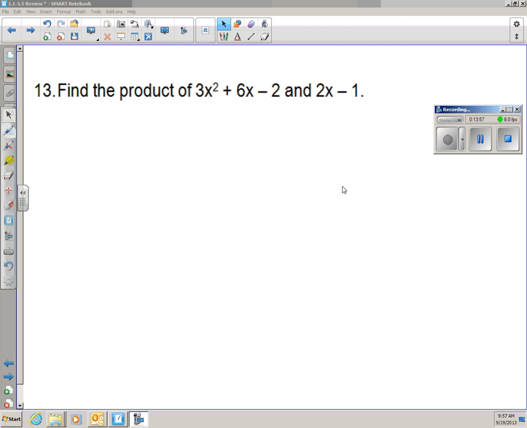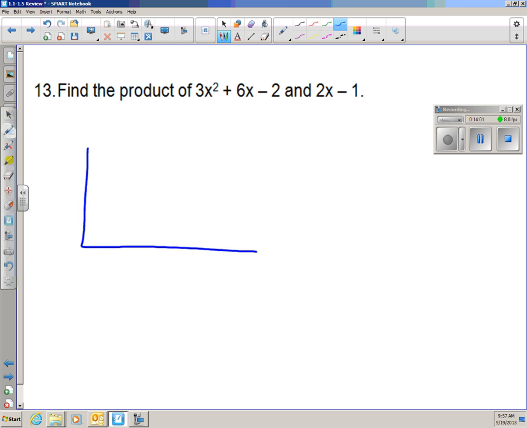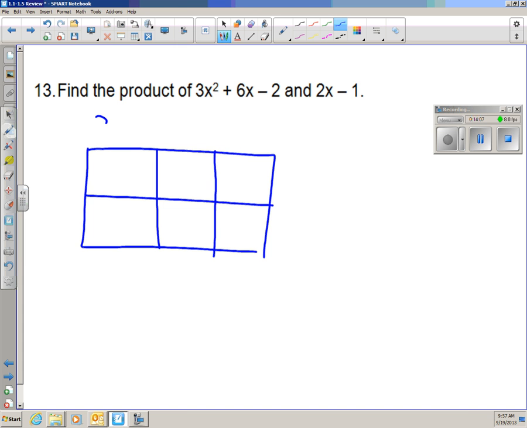So now what we need to do is find the product of this 3 by 2. Again, I'm going to go into your area model, lattice, whatever you're calling it. And I'm going to have 3 things on the top and 2 things on the side: 3x squared, a positive 6x, a negative 2, 2x, and a negative 1.